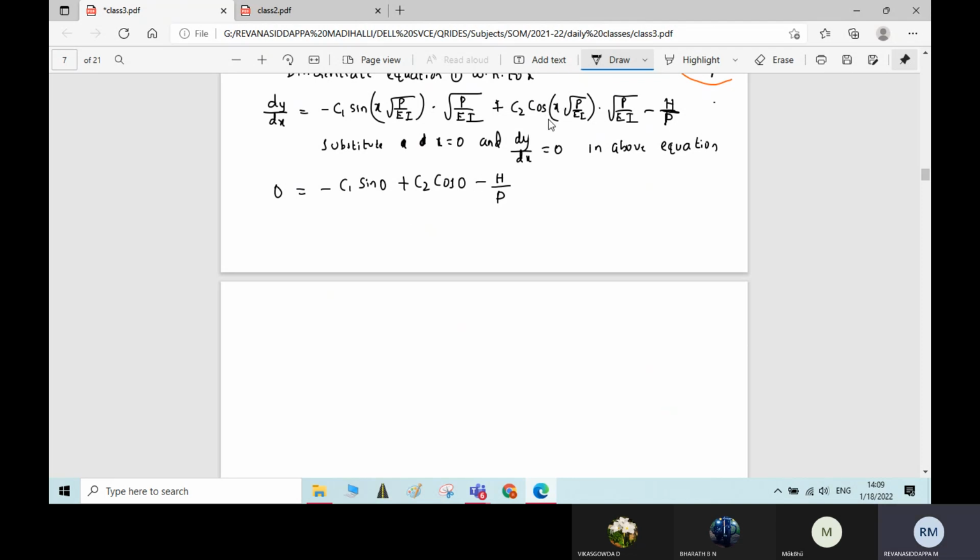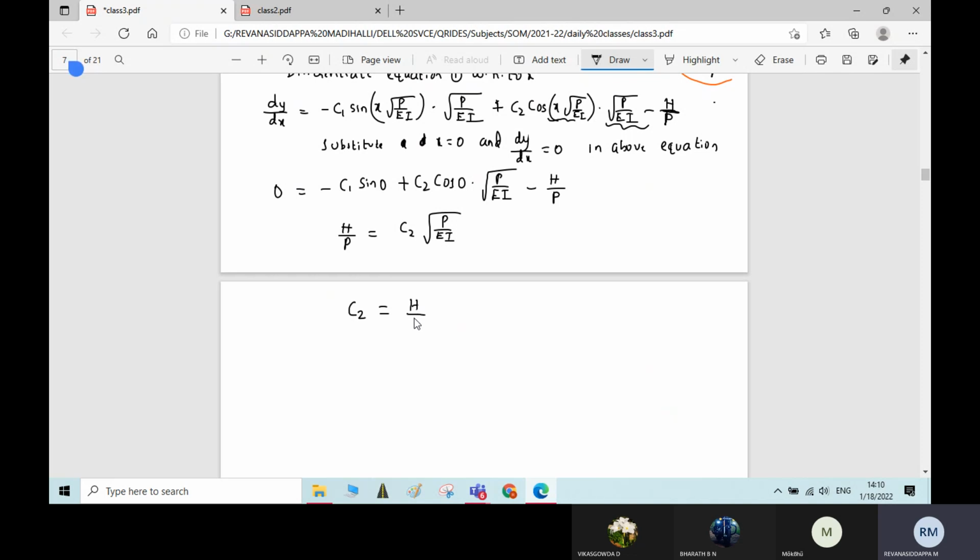This term is missed: c2 cos 0 into root p by EI is missed. I'll rewrite the equation with this constant times root p by EI, minus h by p as it is. Now you take this minus h by p to the other side of the equation, so h by p is equal to c2 cos 0, and cos 0 value is 1, so it becomes c2 root of p by EI.